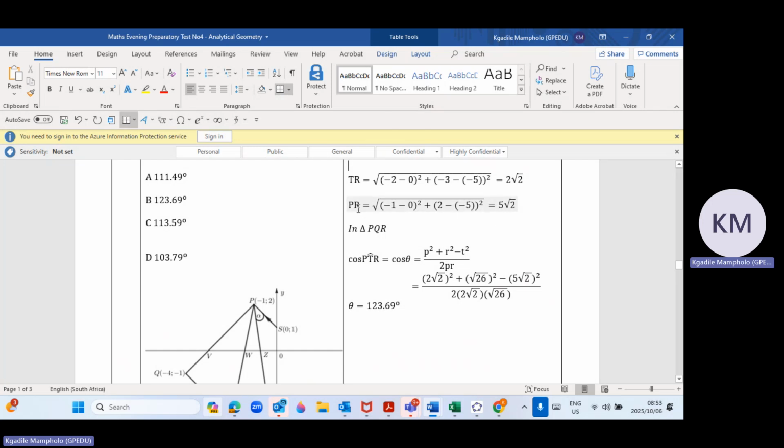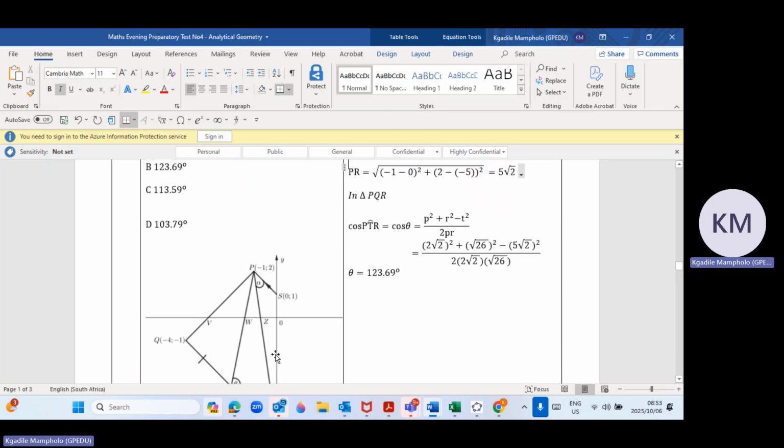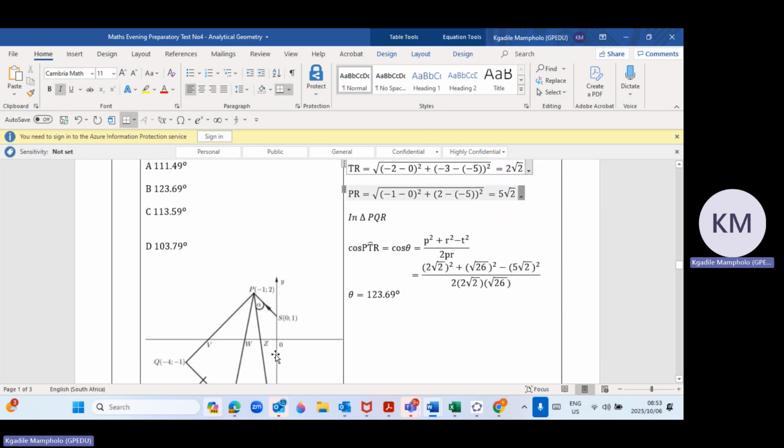Then PR, same story. Distance formula, we know the coordinates of P and the coordinates of R. Then x of p is -1, you see that. X of r is 0 because it's the y-intercept. Y of p is 2, you see that. Y of r is -5, as it is the y-intercept, we calculated it. And then you get the answer as 5√2.